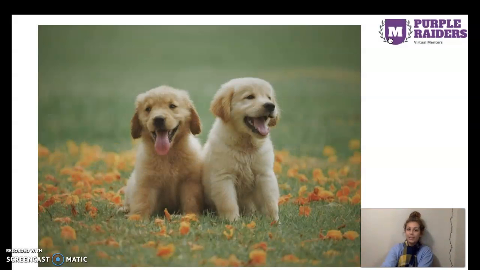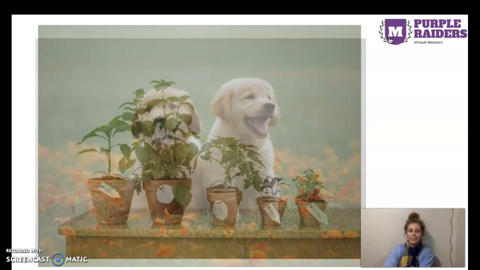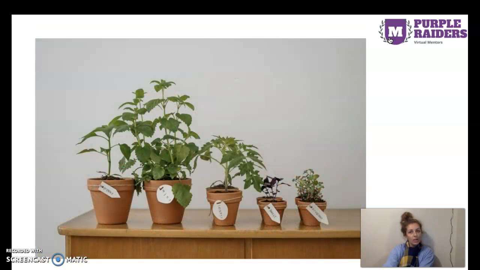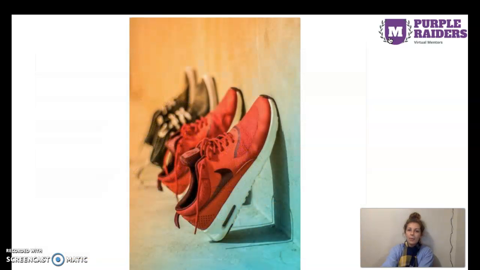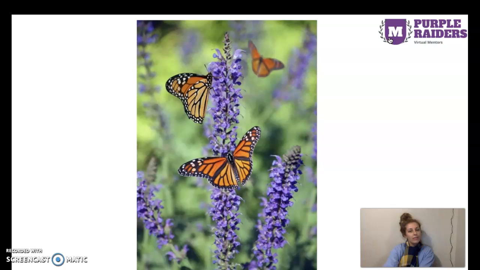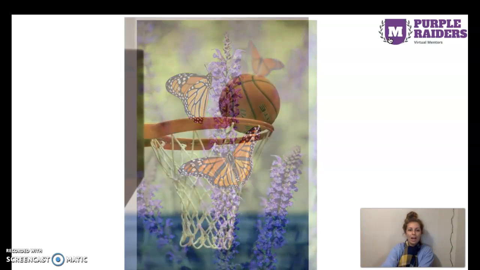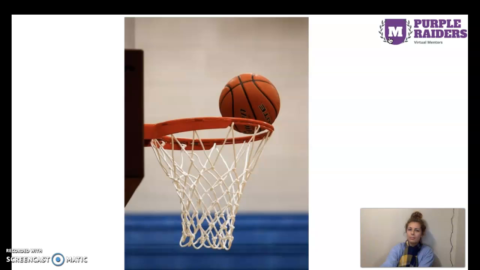Puppy dogs, living or non-living? Living. Plants, living or non-living? Living. Good job. What about tennis shoes? Do tennis shoes need to eat food to survive? Nope, so they must be non-living. What about butterflies? Living or non-living? Living. Great job. What about a basketball? Non-living. Great.